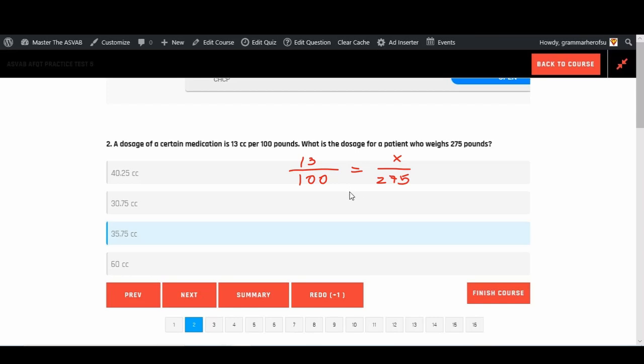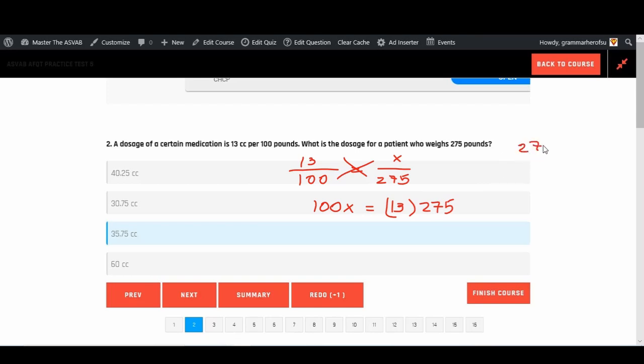So with that done, we can go ahead and cross multiply. We get 100 times x, which is 100x, equals 13 times 275. I'm going to work this off to the side.